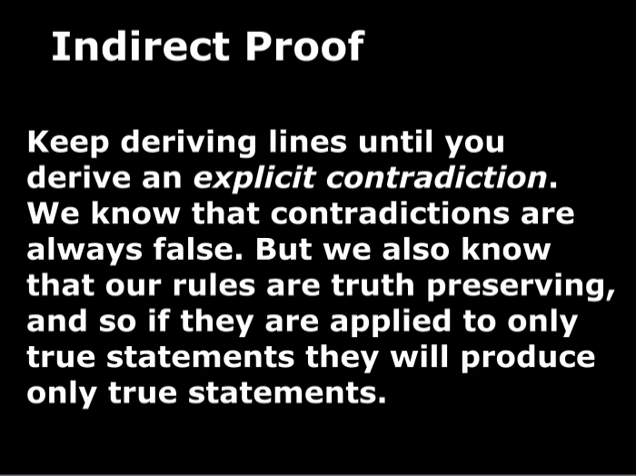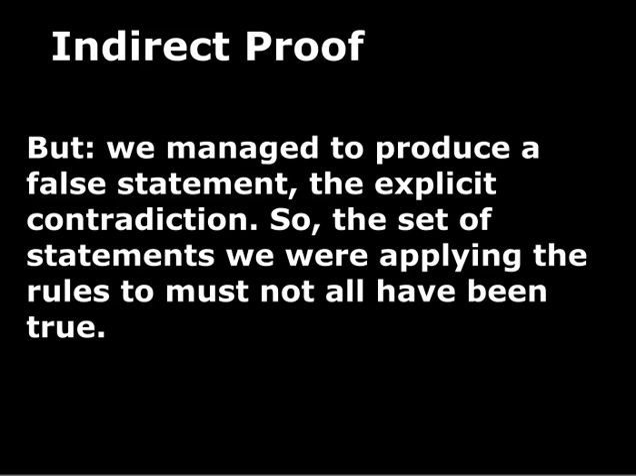Now, when you derive an explicit contradiction, we know contradictions are always false, right? That's the definition of a contradiction. But we also know that the rules that we're using, the inference and replacement rules, are truth preserving, which means that if we are applying them to true lines, they should only produce true lines. But we managed to produce something false, the contradiction. How could we produce something false from truth preserving lines? Well, the only way is if something we were applying those rules to was not true.